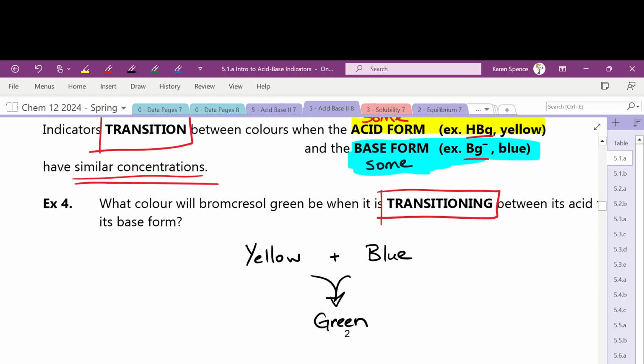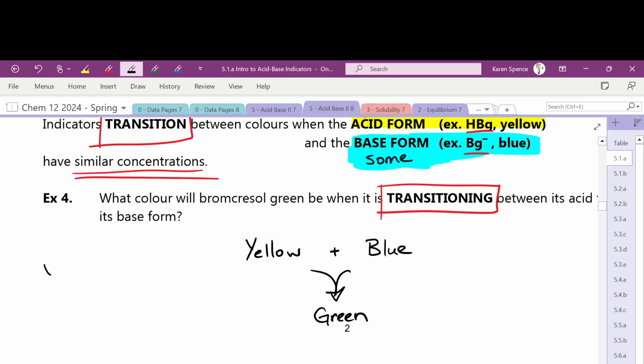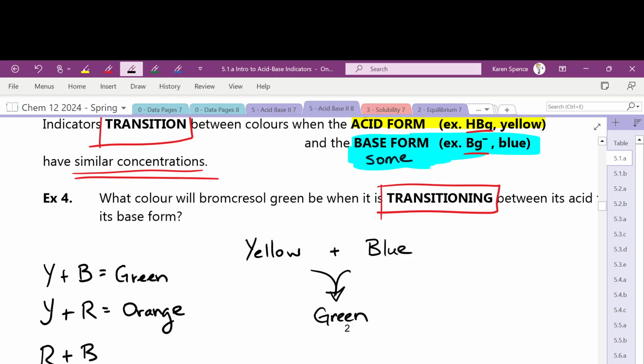Now, just so that you all remember your color combinations, yellow plus blue gives green. What does yellow plus red give? Orange. And how about red plus blue? Purple. And the reason I'm going through this is that every year there's at least one or two people whose kindergarten teacher dropped the ball and they did not teach them color combinations. So if you didn't know them, don't be ashamed. Happens every year. Now you know.